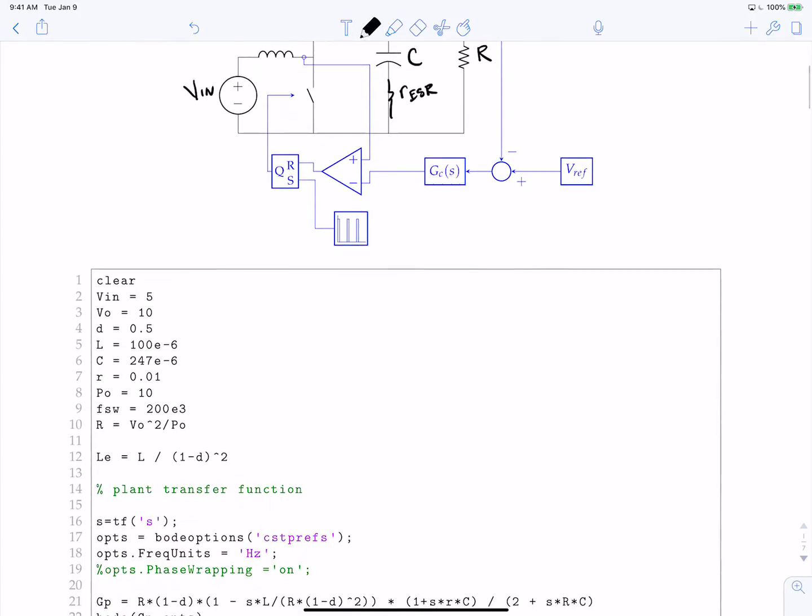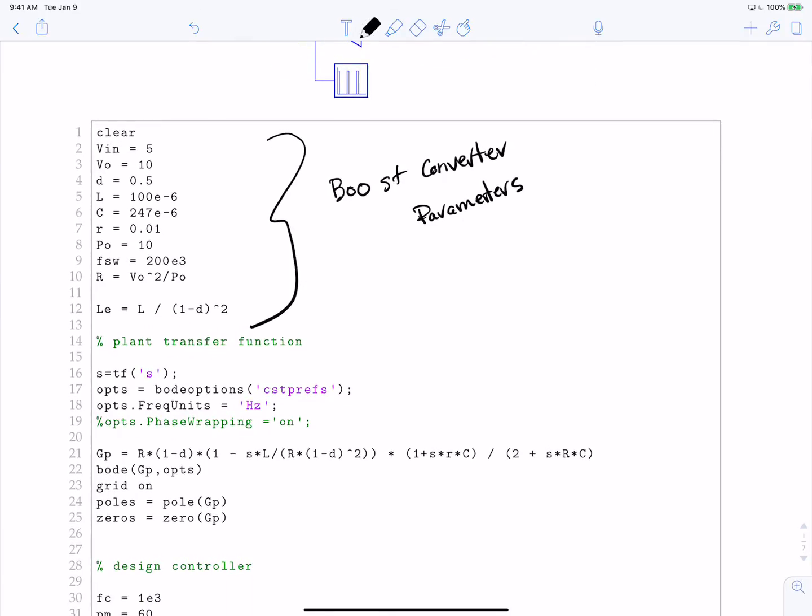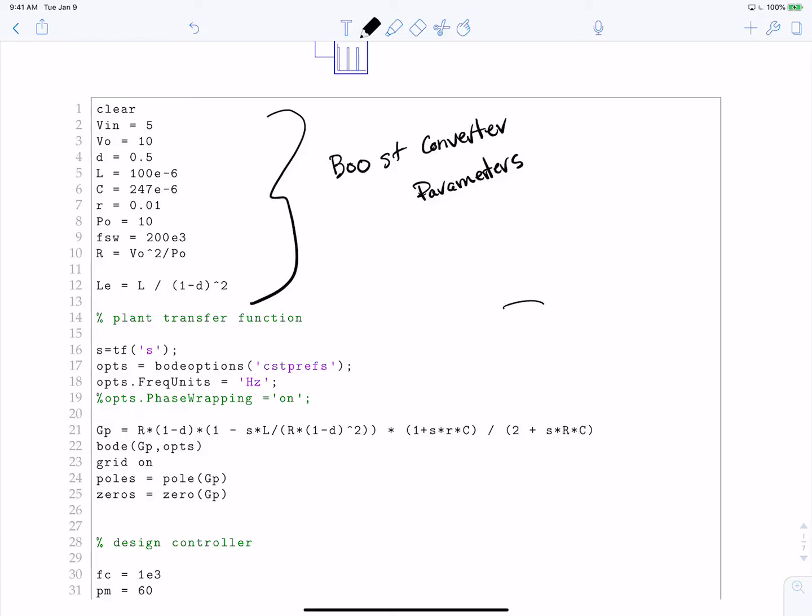Now this is going to pick up exactly where we left off in the previous section, so let's outline what we have in our MATLAB script. Lines 1 through 12 are our boost converter parameters. These are essentially your inductance and other parameters for running this converter. Lines 14 through 26 outline the plant transfer function for a boost converter under current mode control.